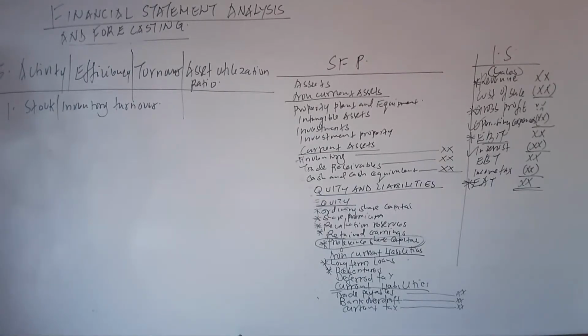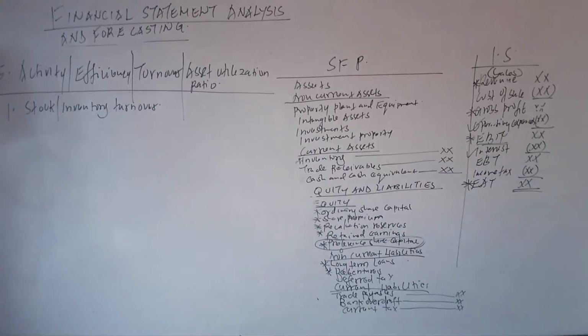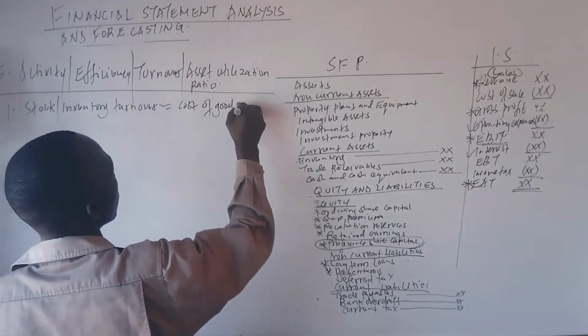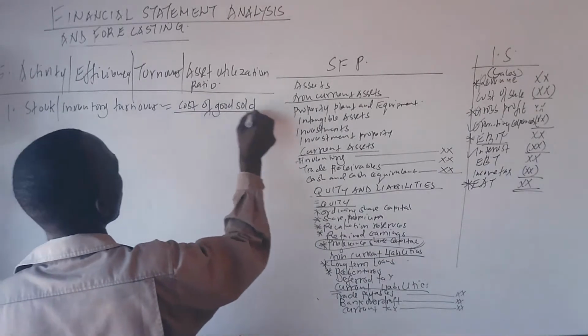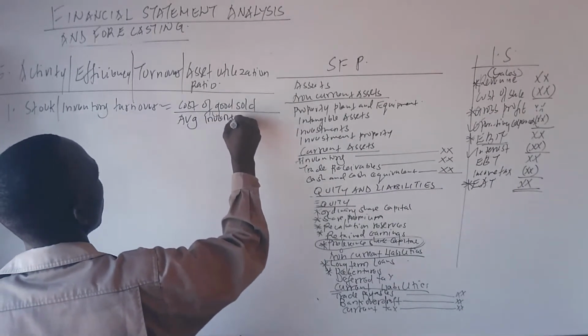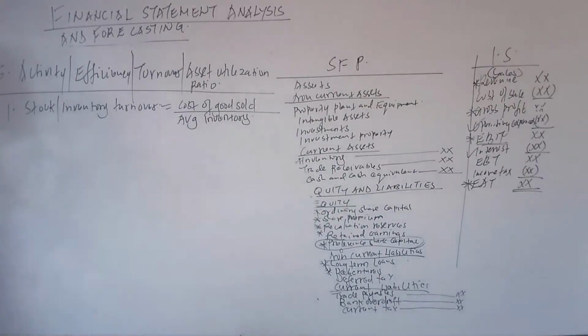It is calculated as follows. How do you get the stock or inventory turnover? It is given by the cost of goods sold, then you divide by what? The average inventory. You take the cost of goods sold, then you divide by the average inventory.